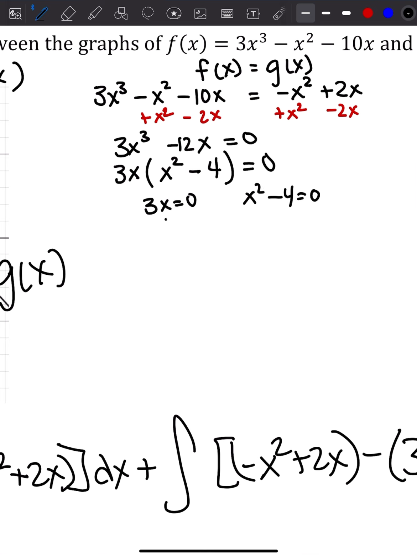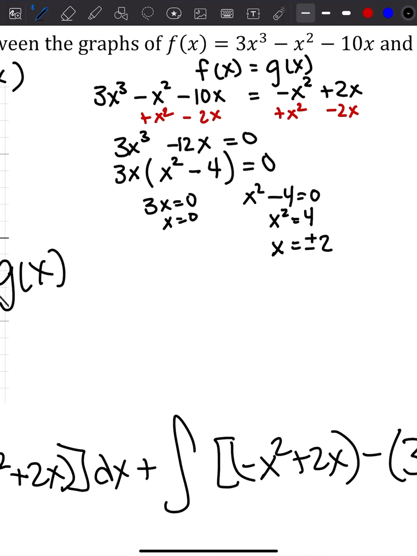3x equaling 0 means that x is equal to 0 because we're going to divide both sides by 3. X squared minus 4 equaling 0 means that x squared equals 4. And x squared equals 4 when x is either positive or negative 2. So plus or minus 2 is where this part comes in, and it comes in here because when I square something, I'm multiplying it by itself. So if I have a negative times a negative or a positive times a positive, that's what I'm multiplying together.